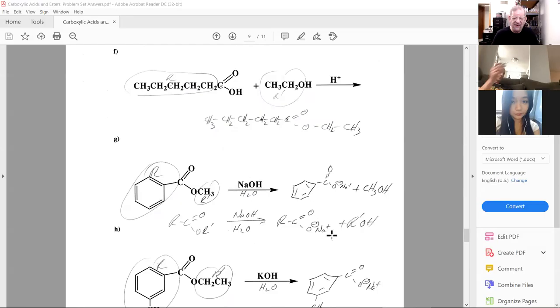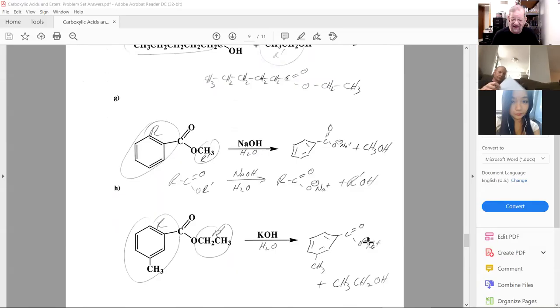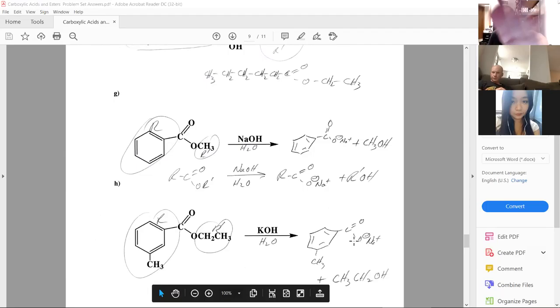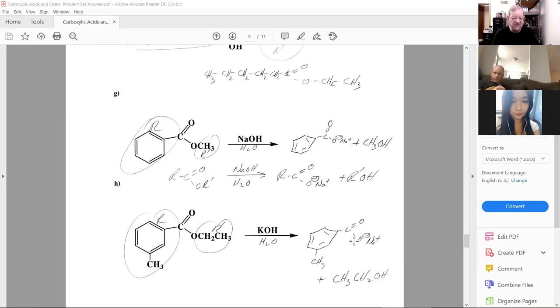And here, if we look at G, I have what? An ester reacting with base. I forgot to put the water in the original problem set. Sorry. And you get back ester, saponification of an ester, base and water. And you get back the carboxylate anion of the carboxylic acid you would have used to make that ester, plus the alcohol you would have used to make that ester. And I changed here, the cation instead of Na.